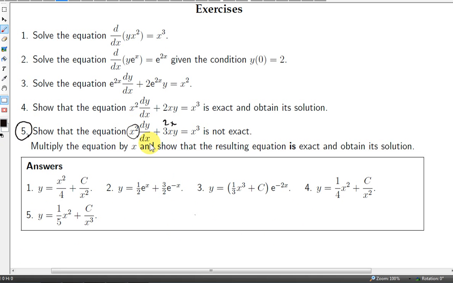So we cannot write the left hand side as the differential of a product. We cannot write the left hand side like this, d of x squared times y with respect to x.